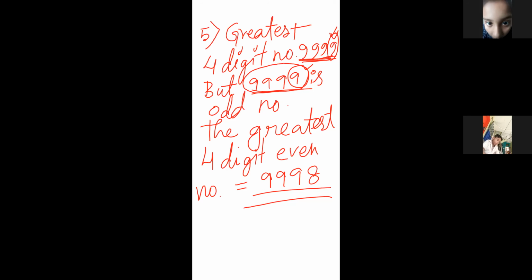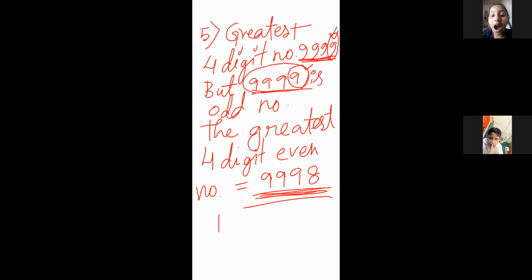Near 9998 only, 9099 only. 9998 is the nearest, no? But yes, one thing you can do, ma'am, you can say, ma'am, can we take 10,000? Then that is also the nearest.